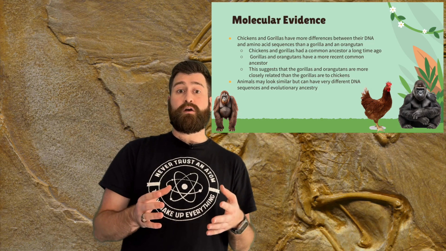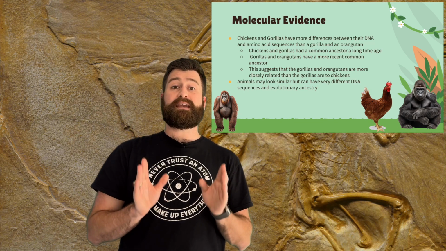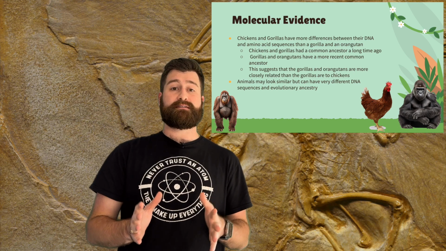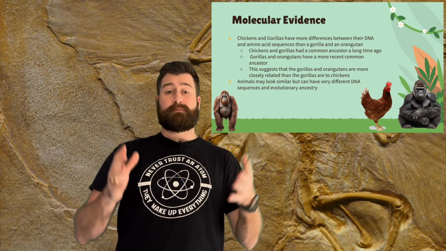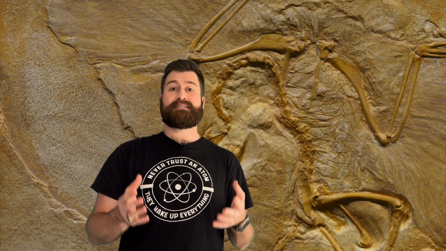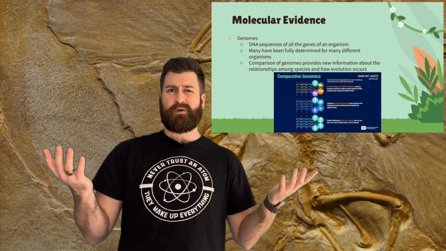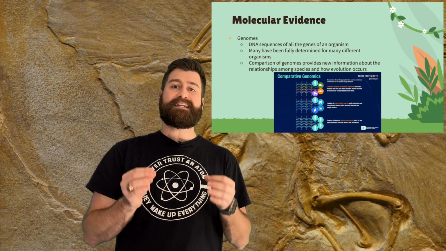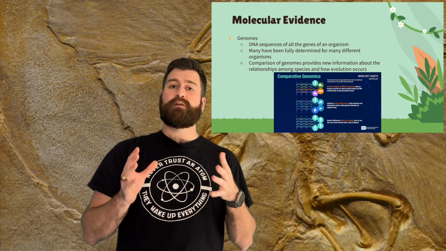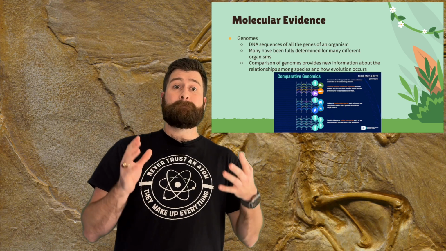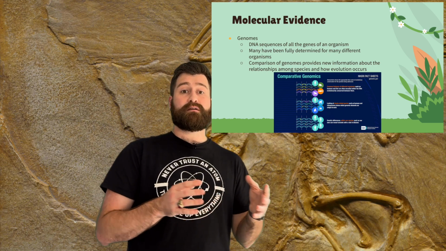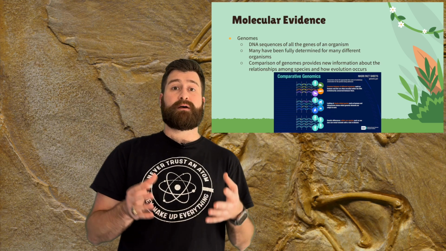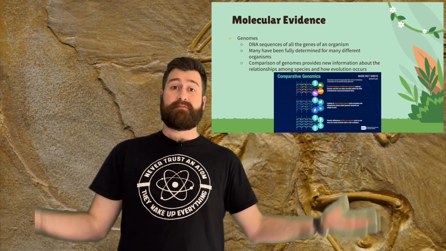Now, it is important to note that animals may look similar, but they can have very, very different DNA sequences and evolutionary ancestry, which means that they aren't related as much as they appear to be. Remember, genotype versus phenotype. Now, another scientific development that provides evidence is the sequencing of genomes. What's a genome? It's the DNA sequences of all of the genes of an organism. And so far, many have been fully determined for many different organisms. We can use these to compare genomes to provide new information about the relationships among species and how evolution occurs.